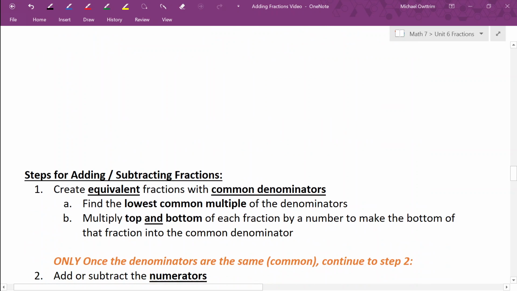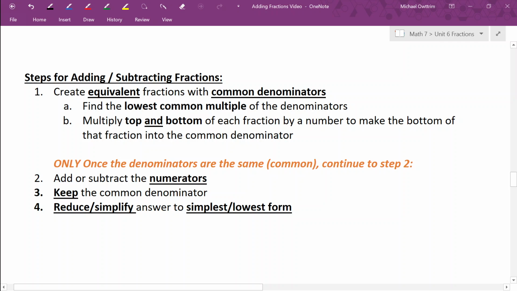So let's go ahead and look at our generalized steps for how to do this. We're going to use drawings to assist us with understanding this today, but obviously our normal steps here do not require drawings to work. So the first thing we have to do is have the bottoms be the same, and we call those common denominators. The denominators are in common with each other, they are the same. And if we don't already have that, we're going to need to create equivalent fractions with that common denominator.